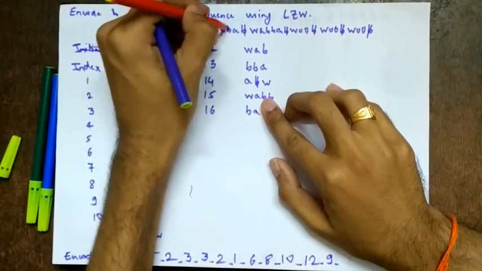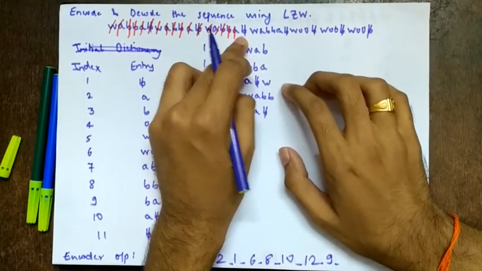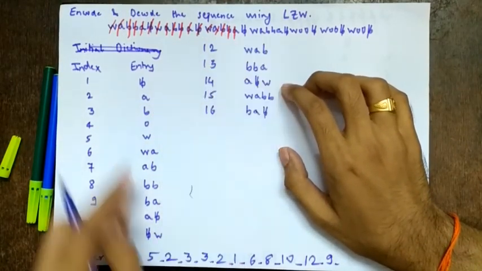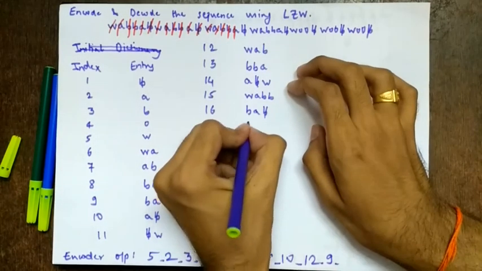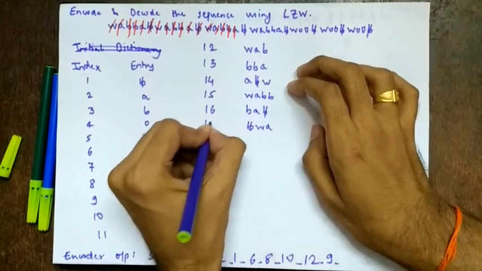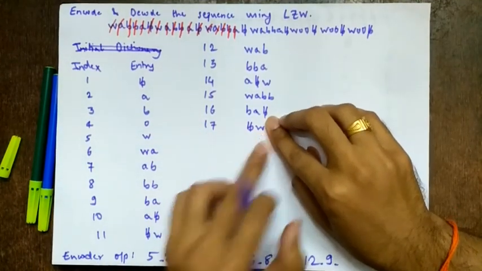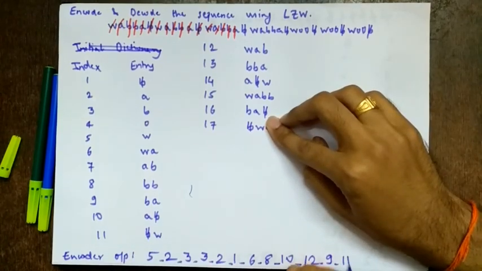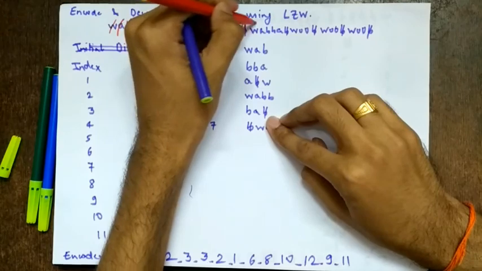So BA is encoded. So next is B bar. Right? So B bar W. Is it there? Yes. Then B bar WA. Is it there? Not there. So B bar WA is 17. Right? So remove the last alphabet, B bar W. What is the index? 11. So it is 11. Right? So B bar W was encoded.